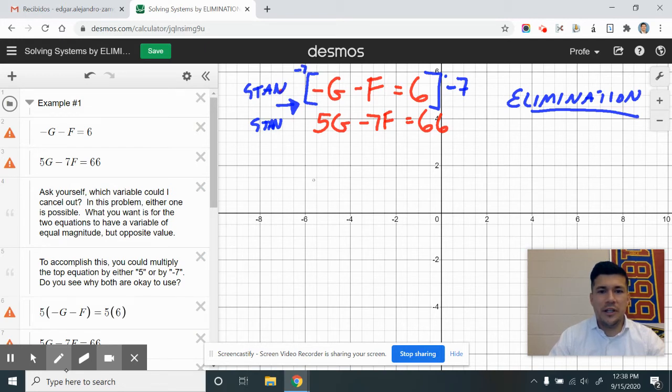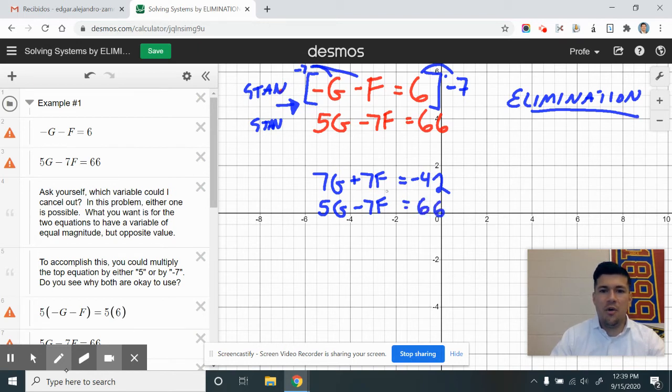Negative 7 times negative g would give me positive 7g. Negative 7 times negative f, it's like I'm distributing, right? Negative 7 times negative f would give me positive 7f. And negative 7 times 6 would give me negative 42. That's what I've done to my first equation. My second equation is going to remain intact. I'm not going to do anything to my second equation because I wanted to get 7f's from my first equation.